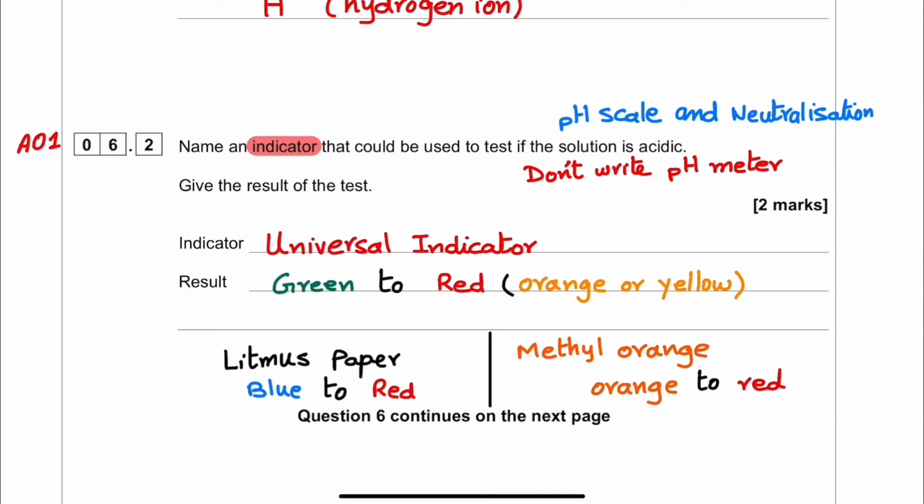If the student wants to use litmus paper as the indicator, then the color will change from blue to red. If the student wants to use methyl orange, the color of the methyl orange changes from orange to red in an acidic solution. Students should not use the pH meter because the examiner is looking for the different kinds of indicators which a student can use in an experiment.